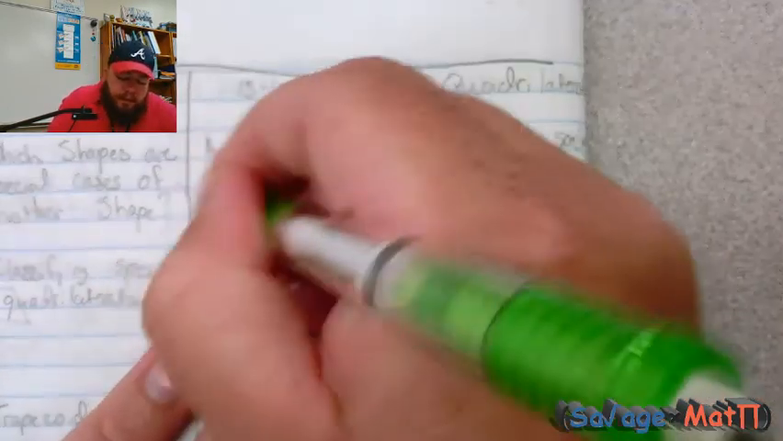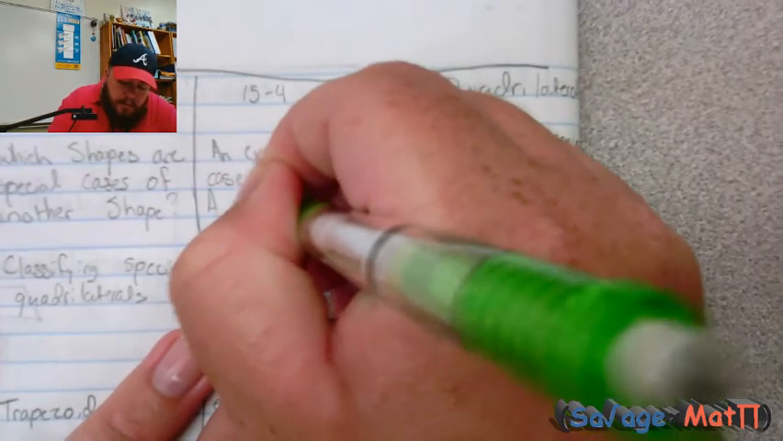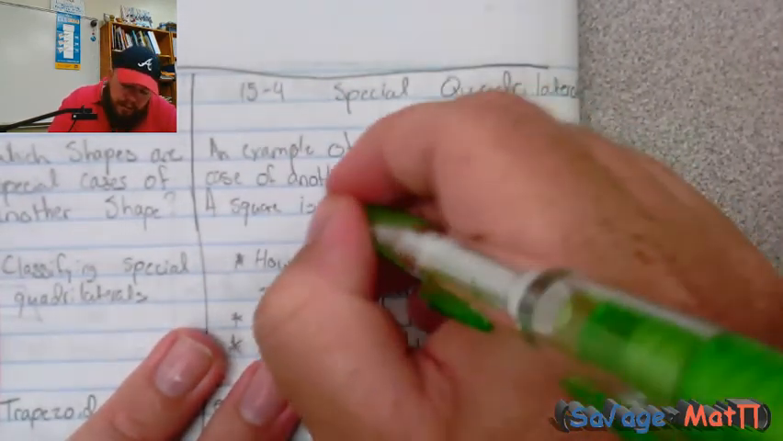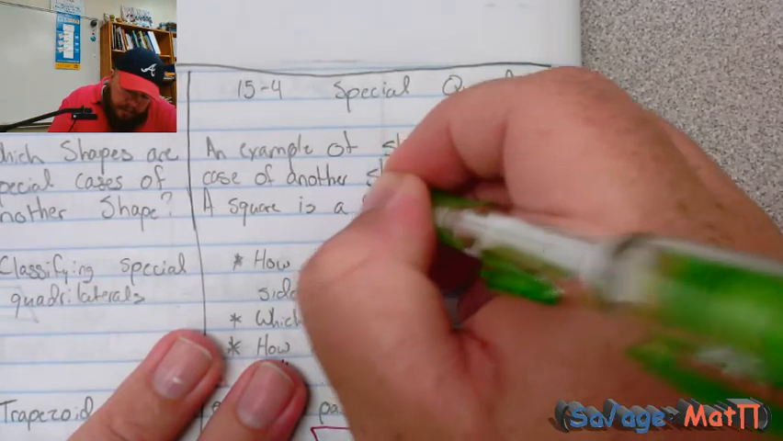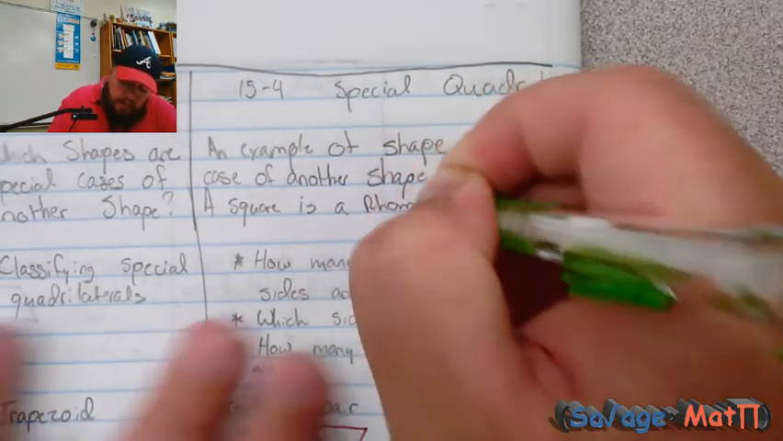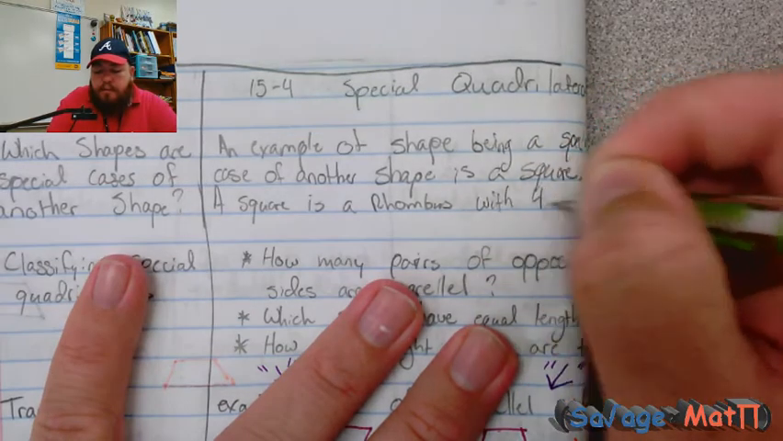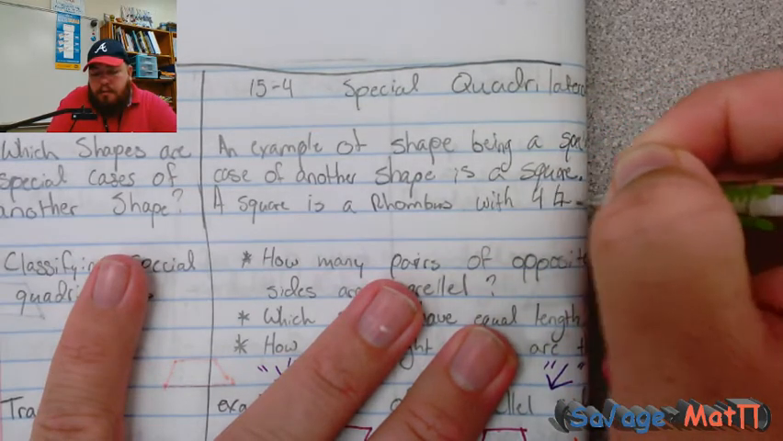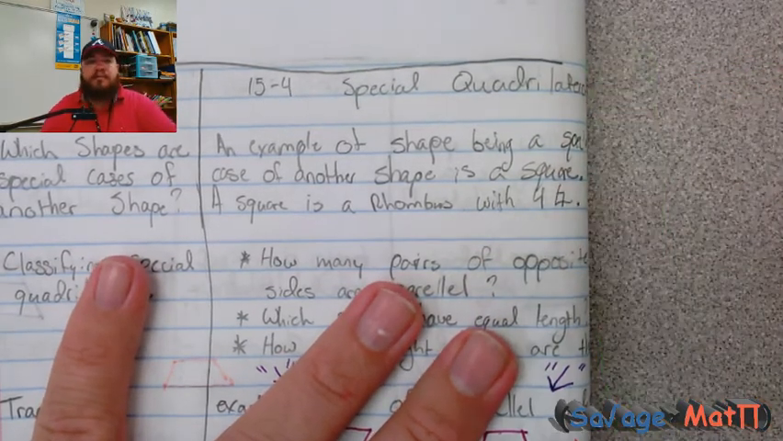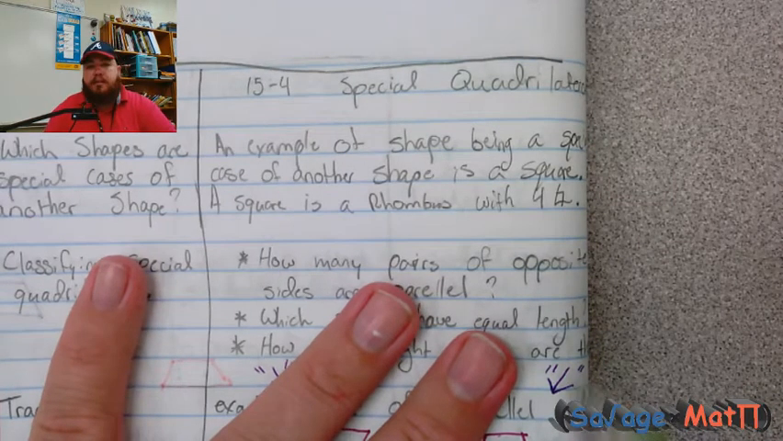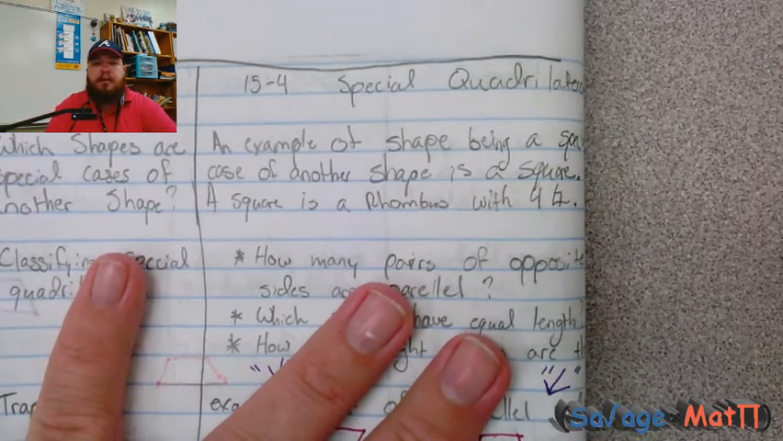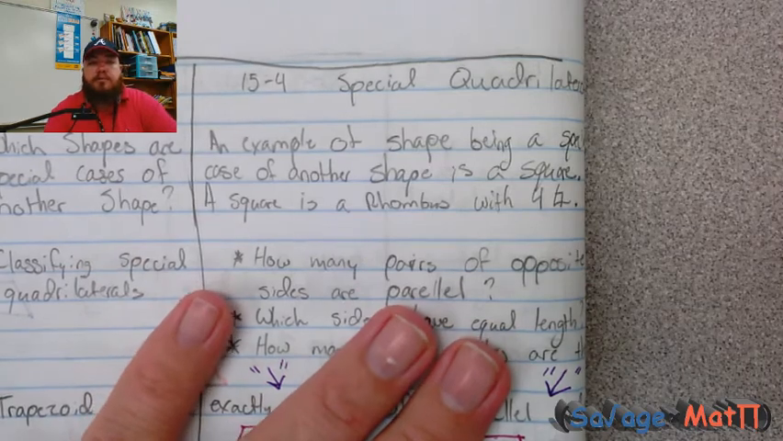A square is a rhombus with 4 right angles. Guys, you might have something else. You might have to abbreviate this a little bit smaller to fit it in here. But it's just one example, and there's multiple examples.